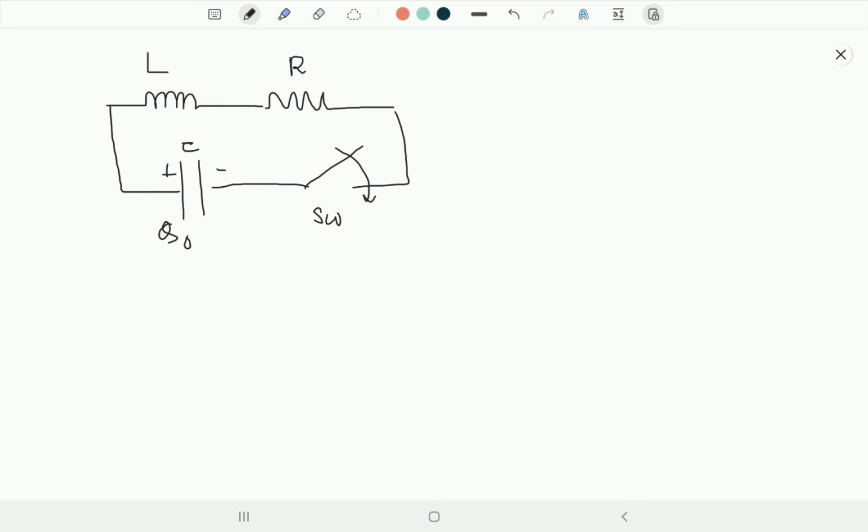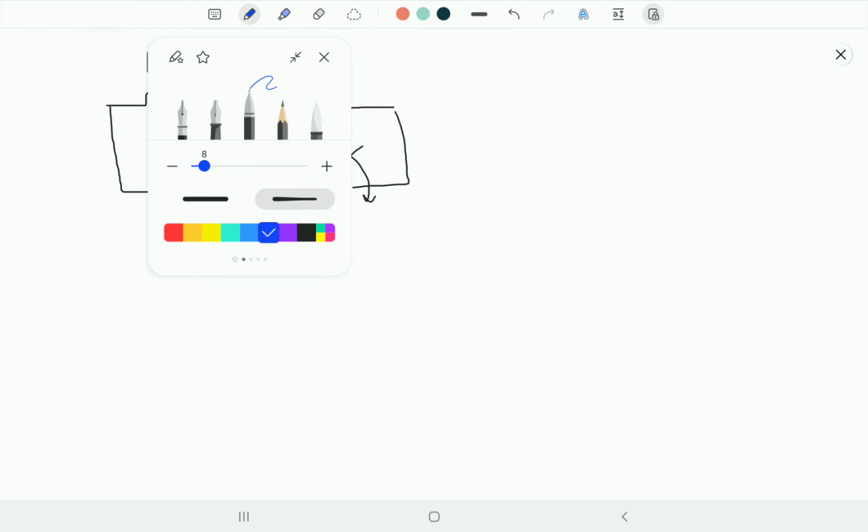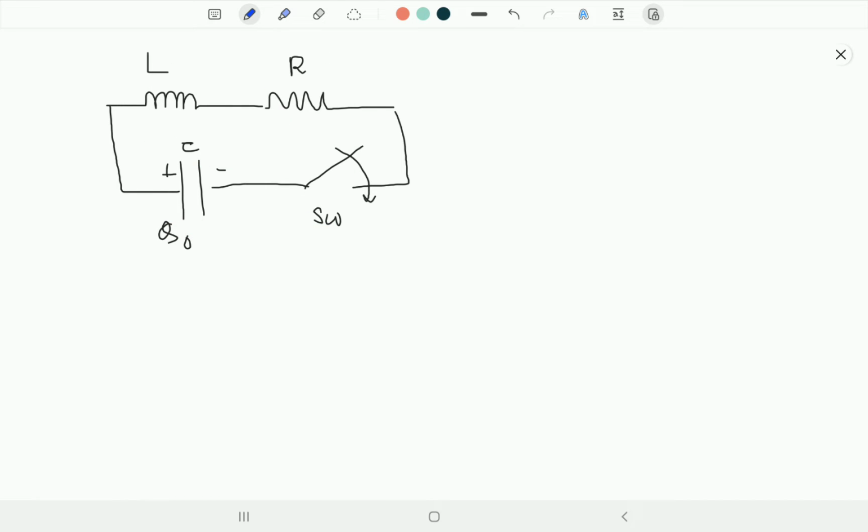So writing from Kirchhoff's loop rule, once I traverse in this direction, I can say L di by dt plus I R plus q by C is equal to 0. Now why am I writing q by C? I am writing this because first of all, let us write the differential equation in a more elaborate manner.